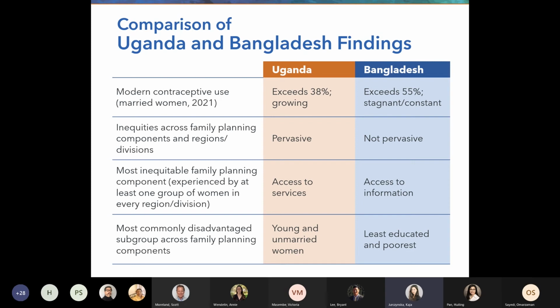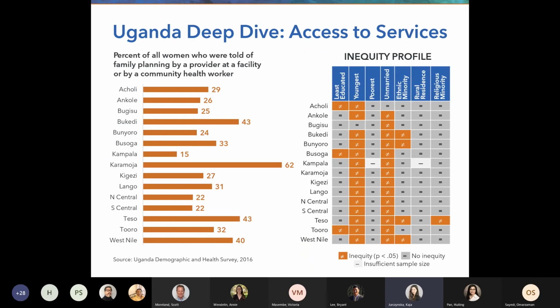media. And lastly, the most commonly disadvantaged subgroups in Uganda, those are the young and unmarried. And in Bangladesh, those are the least educated and the poorest. So that's already giving you a little bit of an indication about what programmatic components you should be focusing on and for whom. So let's take a look at Uganda, a deep dive, access to services.